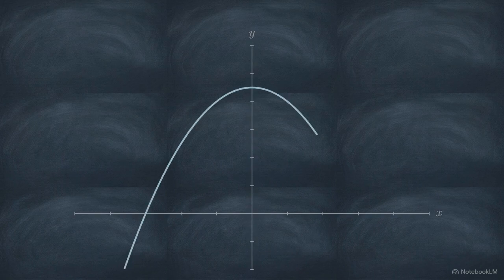This chart shows that exact physical trajectory mapped onto a rigid coordinate system. Notice the sweeping curve crossing the horizontal x-axis in two places. We call these two precise locations the roots. They represent the exact moments the curve hits zero.